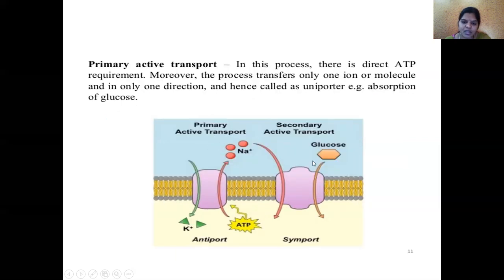Then what is this image showing? I already told you, antiport and symport. Anti, counter-transport. Symport is co-transport, symport means same.